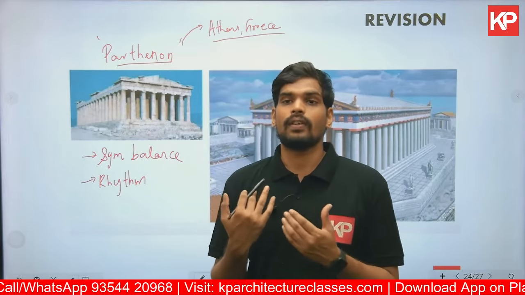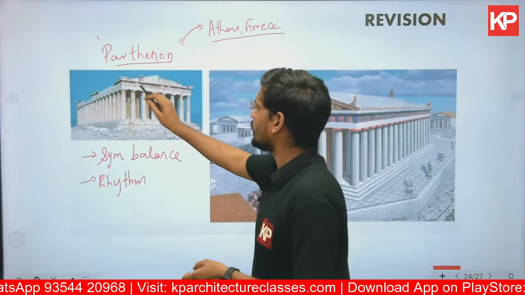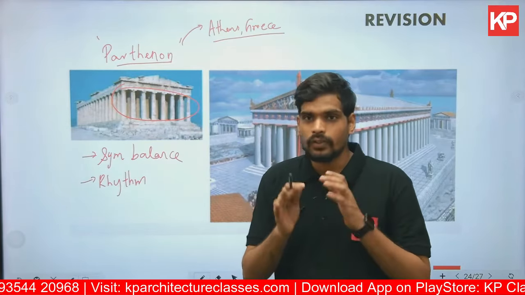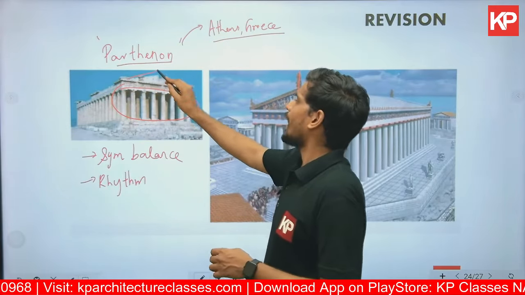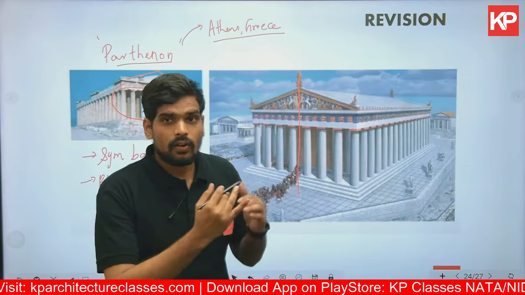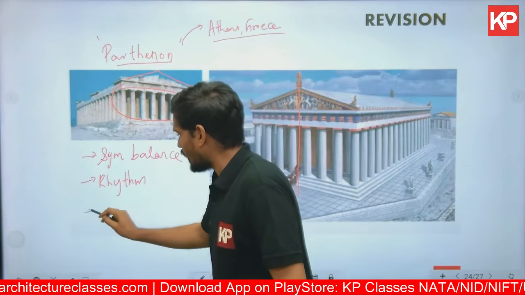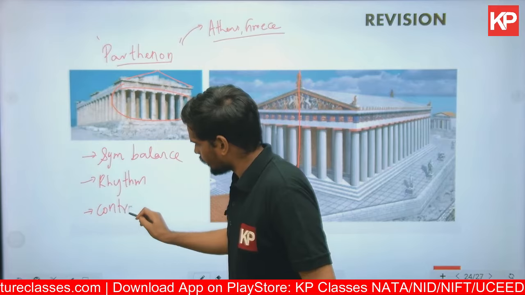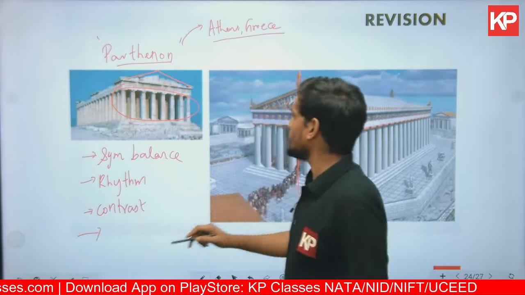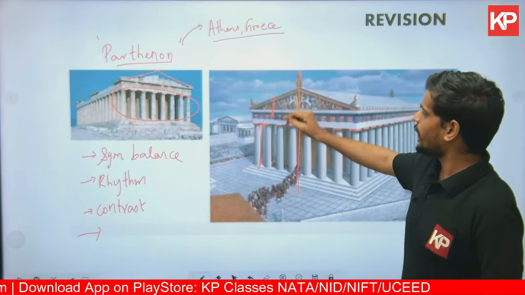Other than that, do you have contrast in shape? Yes, you have horizontal, normal straight lines here, and you have a triangular part on top of it, so there's a contrasting shape. So you have contrast in shape also. Do you have good proportion? Yes, there's a good proportion maintained.